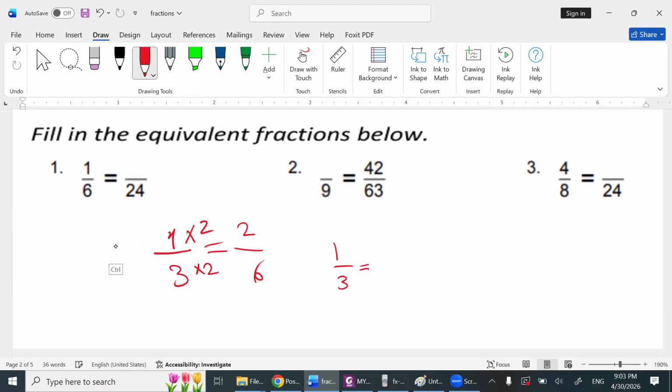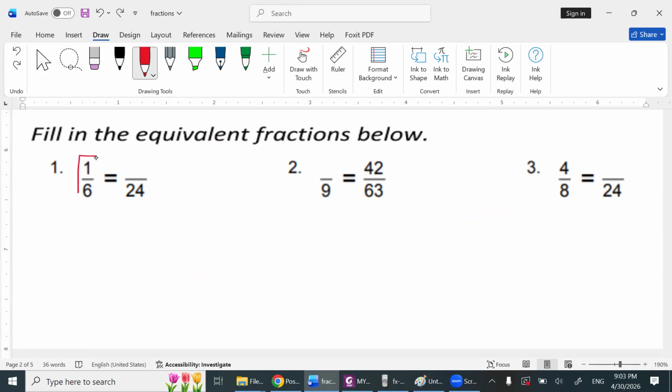So let's find the missing number, or the mystery number. 1 over 6 becomes a number over 24. The question is now, 6 multiplied by what gives you 24? You will find that 6 times 4 gives you 24. You need to multiply the numerator by 4 also to keep the balance of the fraction. So it will be 4 over 24.